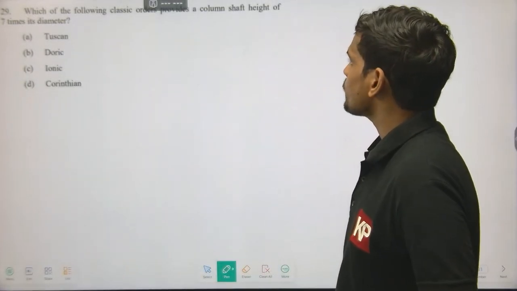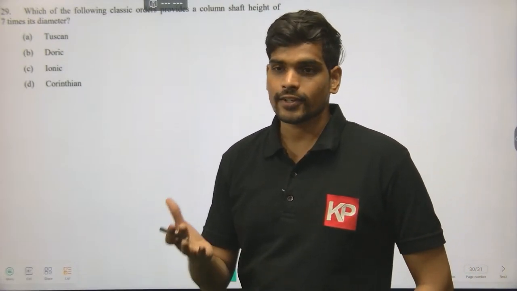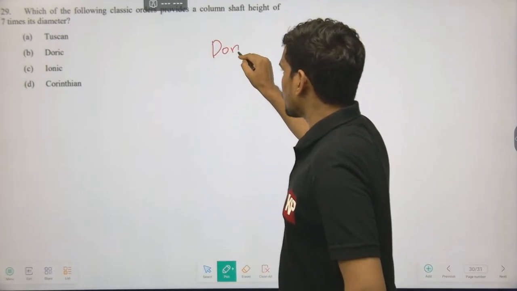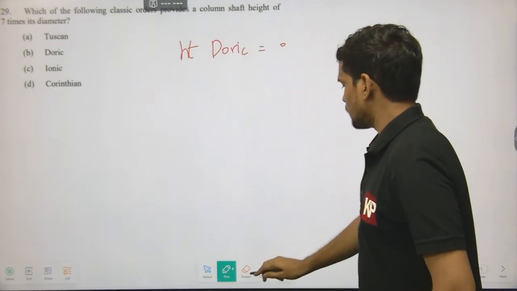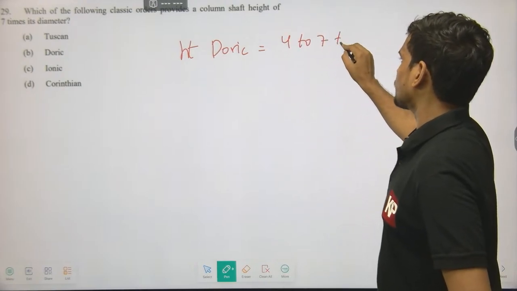Next one. Which of the following classical orders provides a column shaft height of 7 times the base diameter? Now, this relates to the slenderness of the classical order columns. You have to remember this. The height of a Doric column is generally 4 to 7 times the base diameter.